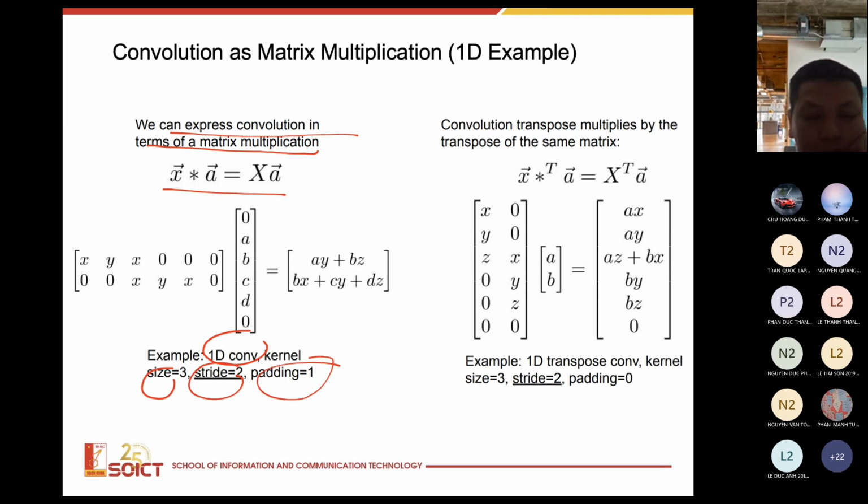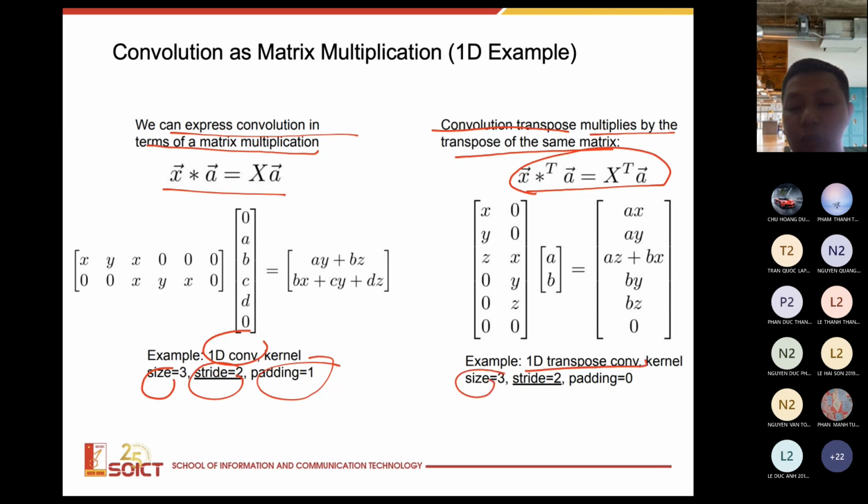And the convolution transpose is multiplied by the transpose of the same matrix, right? So it could be expressed in this formulation for the transpose convolution, right? So in this example, we have the 1D transpose convolution with kernel size 3, stride equal 2, and padding 0, right?